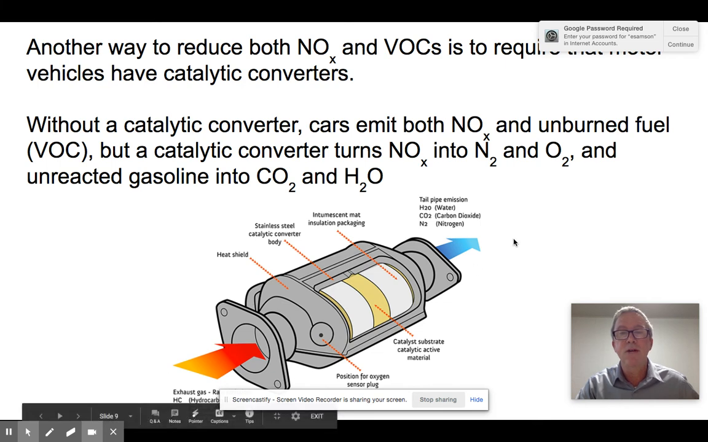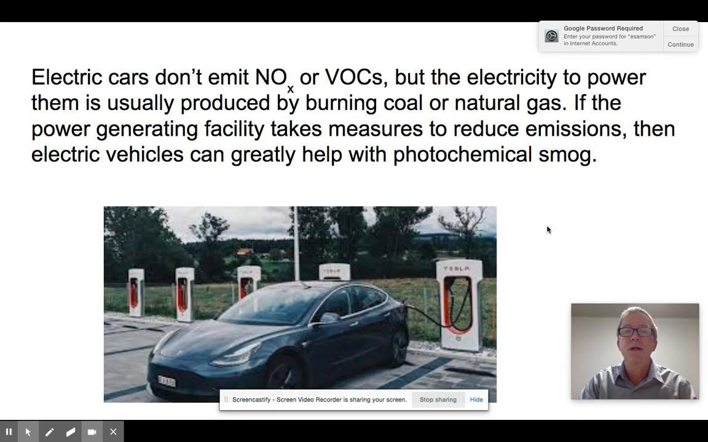It doesn't do anything about that, but it greatly reduces photochemical smog because we're getting rid of the NOx and the HC, the hydrocarbons. Now, another thing that people have found can really help a lot is the use of electric vehicles. Electric vehicles don't have a tailpipe. There's no exhaust coming out of them. They have a battery that you have to charge up. All right. And then you drive it and there's nothing coming out of it.